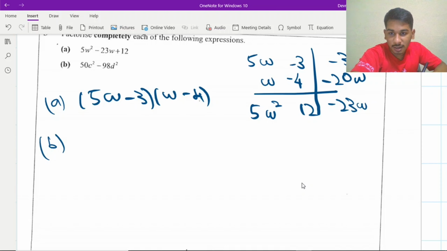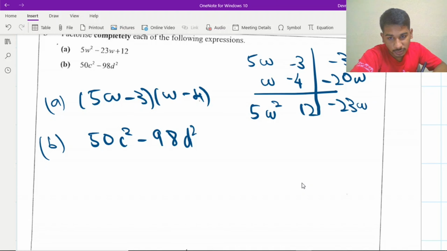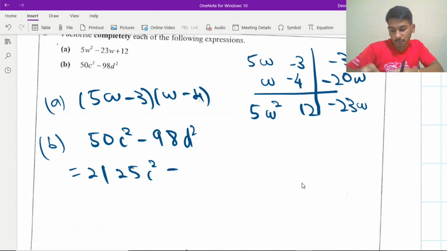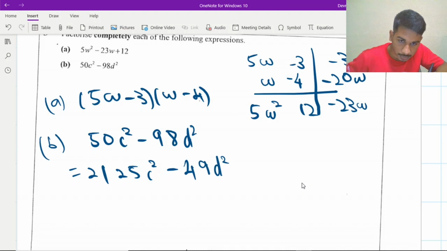For b, let me just write down the question. I see a common factor of 2. I'll take that out first. So if I take out 2, it will be 25c squared minus 98 divided by 2, which is 49d squared.